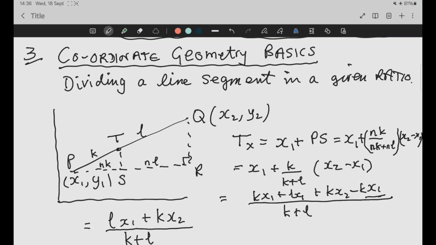Okay, come on to the third topic in coordinate geometry basics, and that is to divide a line segment in a given ratio. So I've drawn our diagram here with the points P and Q, and T will be the point of division, and the ratios I've given as K and L. In the completed triangle there, the x-coordinate of S and the x-coordinate of T are the same, and the y-coordinates similarly.